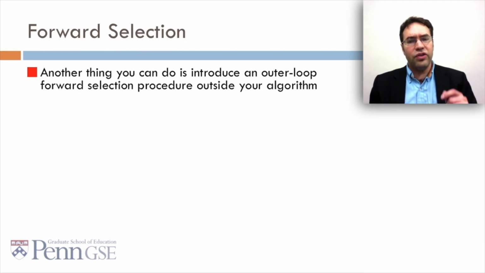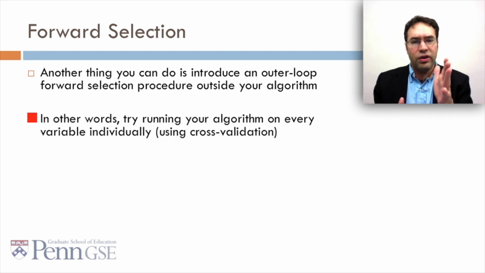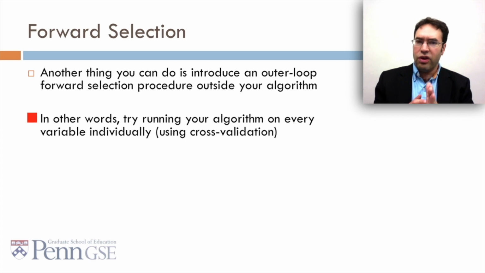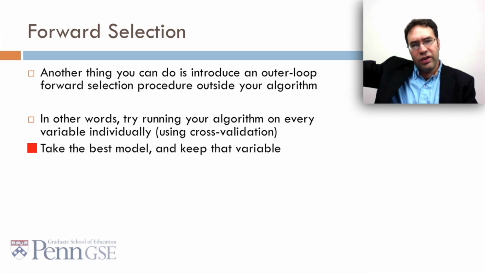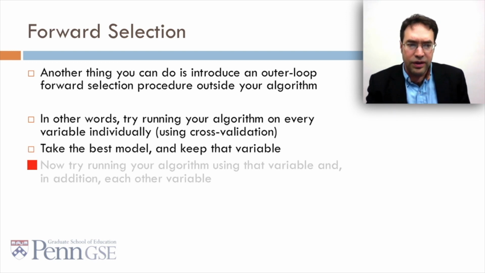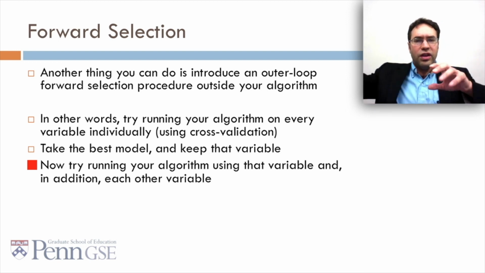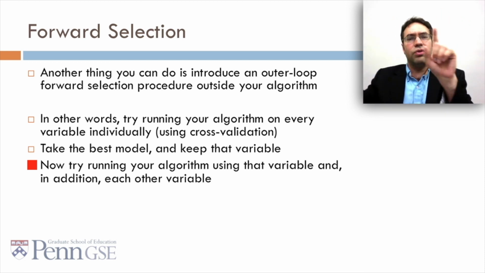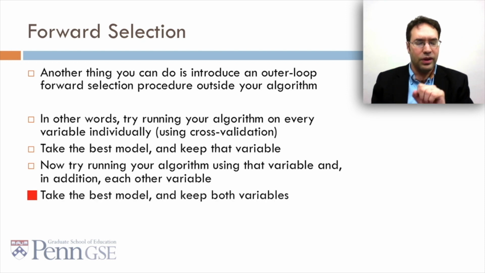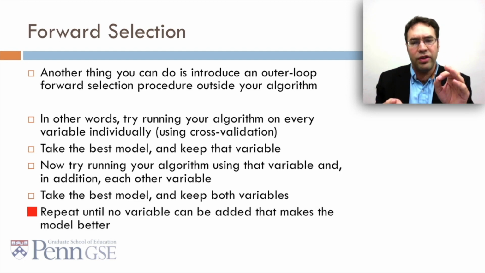Another thing you can do is introduce an outer-loop forward selection procedure outside your algorithm. In other words, try running your algorithm on every variable individually, again using cross-validation. Take the best model, keep that variable. That variable is in the save set, just like before with FCBF. Then try running your algorithm using that variable and, in addition, each other variable. So you take that saved variable, you include that, and you include each of the other variables as well, one at a time. So you're going to run a lot of two-variable models. Then you take the best model and you keep both those variables. And you repeat until there's no variable that's added that makes the model better under cross-validation.